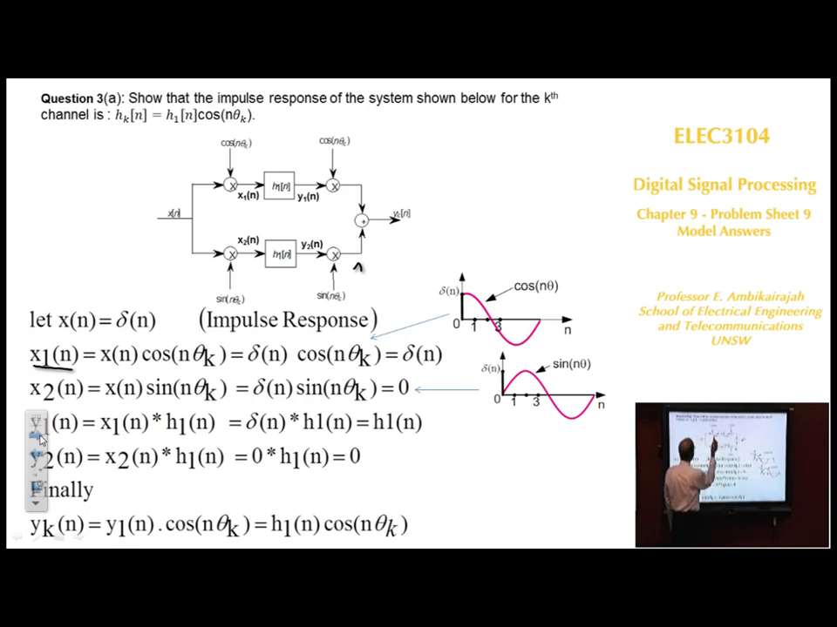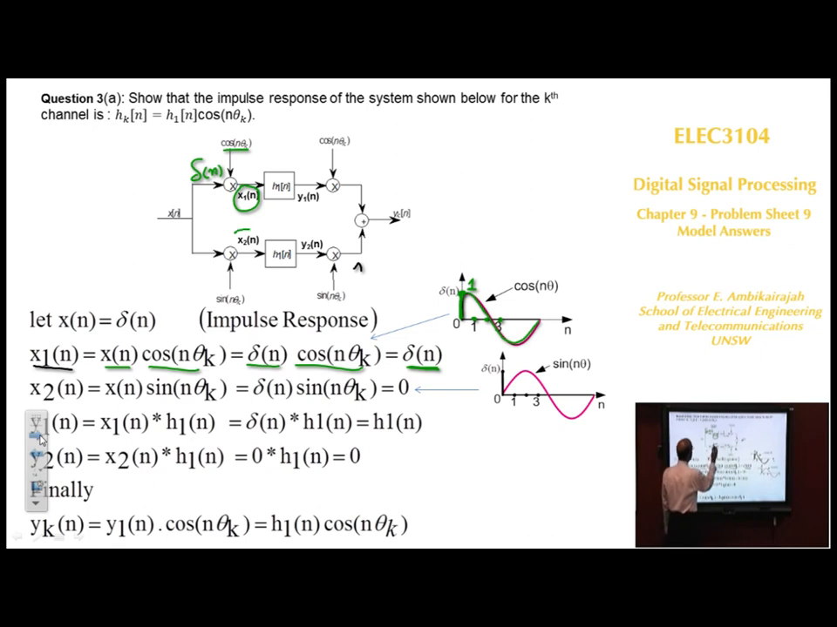What is x1(n)? x1(n) is at that position, which is delta n multiplied by cosine theta k. Delta n is at that position, so when you multiply this and this position, it will be 1. All the other positions, delta is 0. Therefore, all the other multiplications are 0. So all you will get is delta n when you multiply, because cos at 0 is 1. 1 times delta n is delta n.